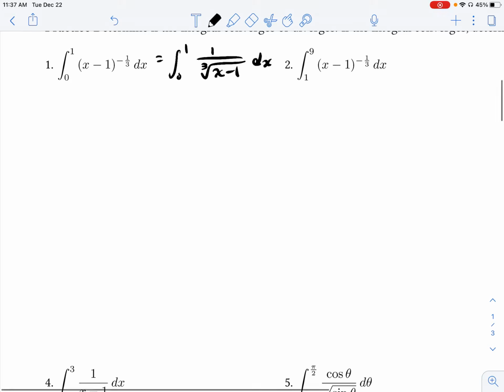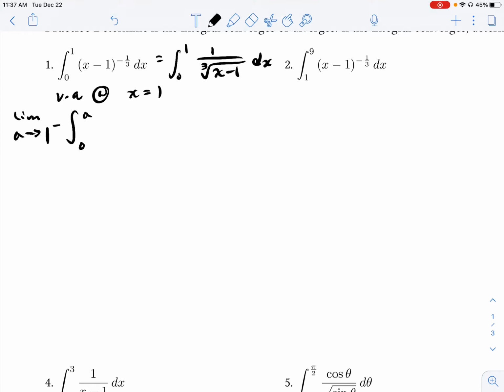We can then say that we have a vertical asymptote at x equals 1, which is where one of our bounds is. So we're going to replace that upper bound 1 and rewrite this as a one-sided limit statement. So we've got the limit as a approaches 1. Now this time, since our upper bound is where our vertical asymptote is, we're going to be looking at this limit as we approach from the left side. So we're going to say the integral from 0 to a of 1 over the cube root of x minus 1 dx.